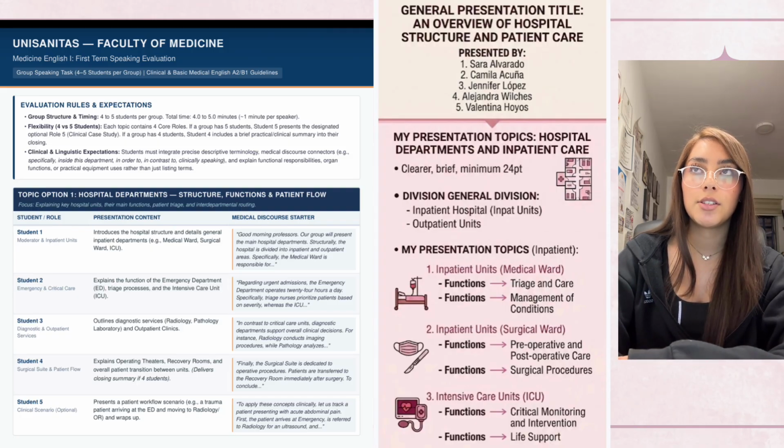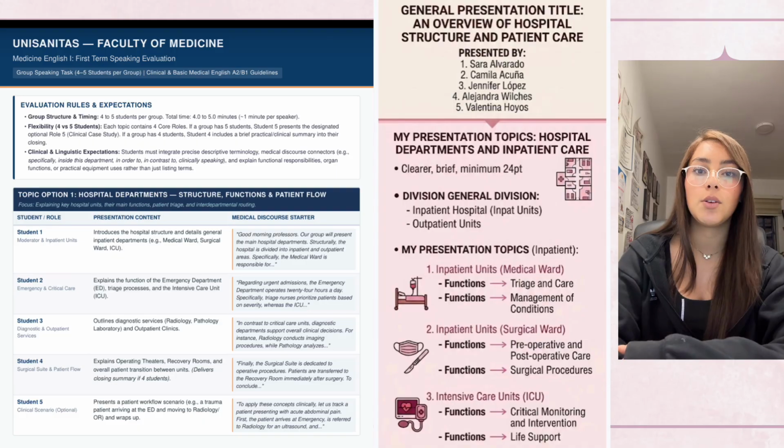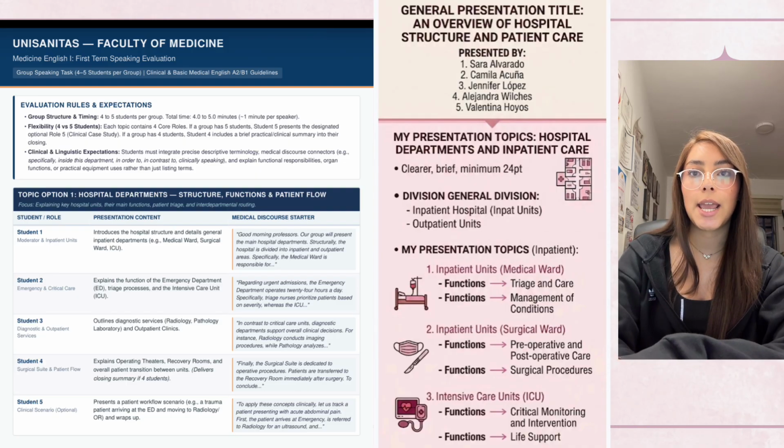Inpatient areas are for patients who need to stay in the hospital for treatment or observation. For example, we have the medical ward, where patients receive medical treatment and monitoring. We also have the surgical ward, where patients stay before or after surgery.